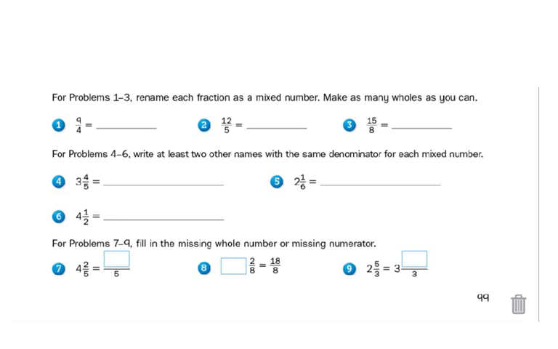For problems 1 through 3, rename each fraction as a mixed number. Make as many wholes as you can. So what I'm going to do is take 4/4, which is equal to 1, and another 4/4, which is equal to 1 whole. 8/4 is the same as 2 wholes. And then if I subtract 8/4 from it, I have 1 left. So 2 1/4.